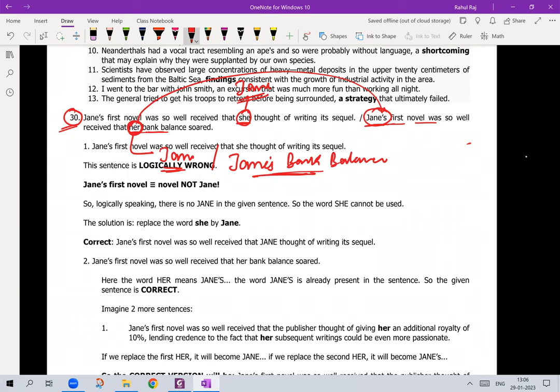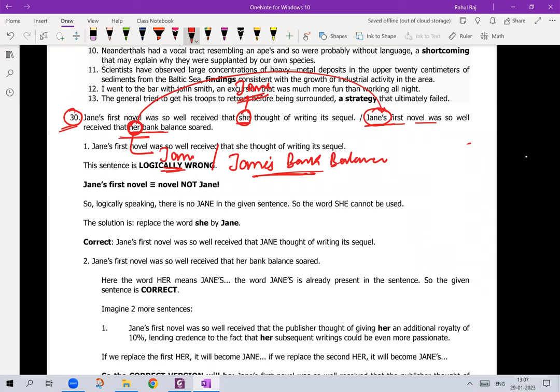Just one question. In this Jane's first novel, are we not talking about the first novel? Yeah, we are talking about the first novel. Okay, so in that case, it's fine to use her. I'm slightly confused. It is absolutely fine, because Jane's first novel and Jane's bank balance. You can't write Jane's first novel and Jane's bank balance. The sentence will become redundant. Okay, understood. You should not try to use one noun multiple times.